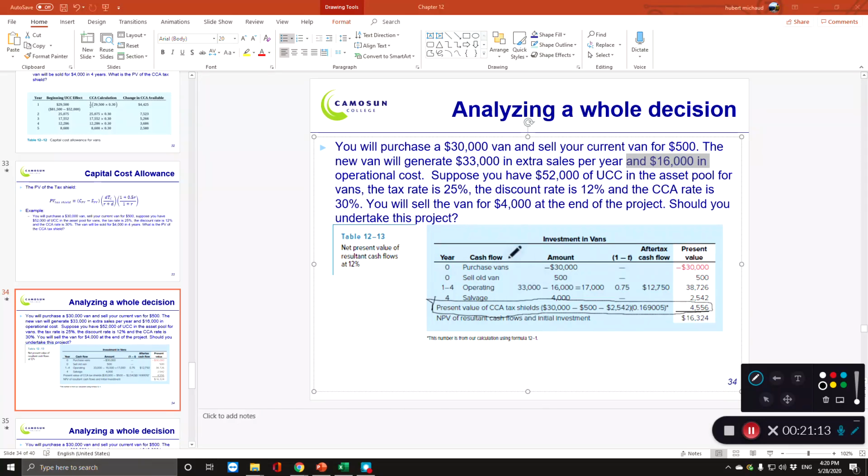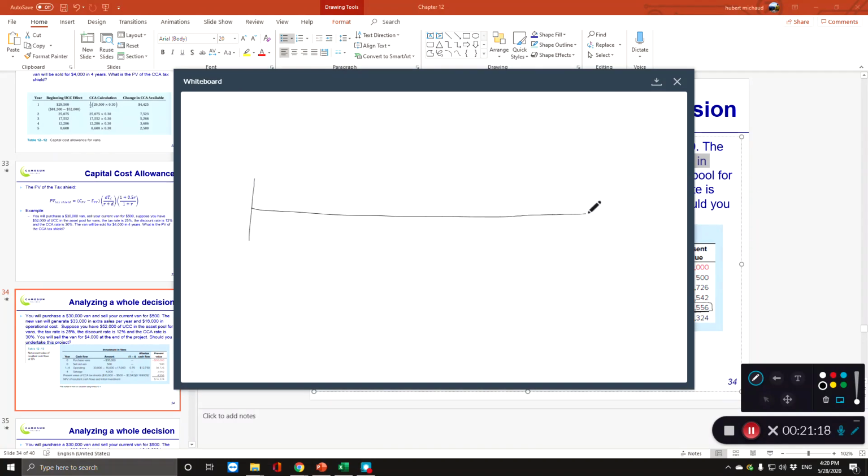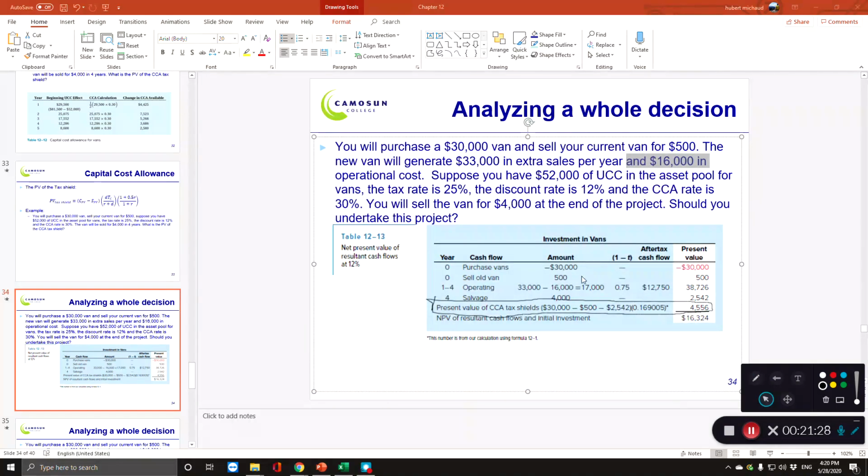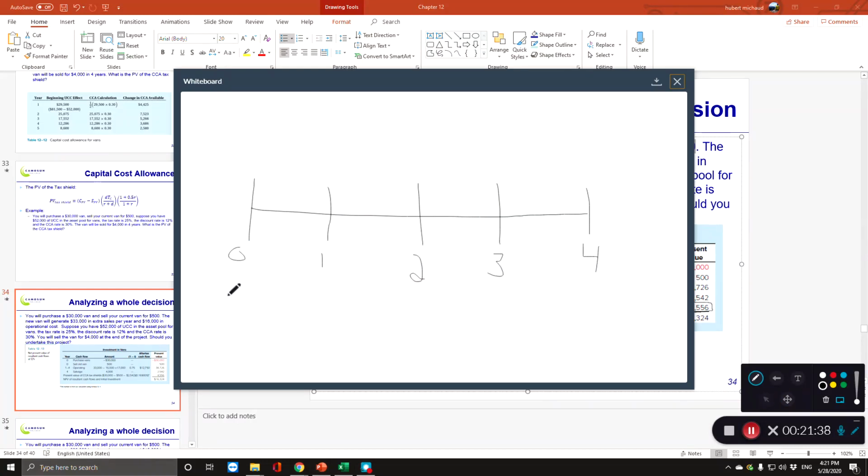But what would be the cash flows of this project? We have year 0, year 1, year 2, year 3, and year 4. Well, we know that initially this project will cost us $30,000, but we will sell our old van for $500. So I'm going to have a cash outflow initially at time 0 of 30,000, and I'm going to have a cash inflow of 500.